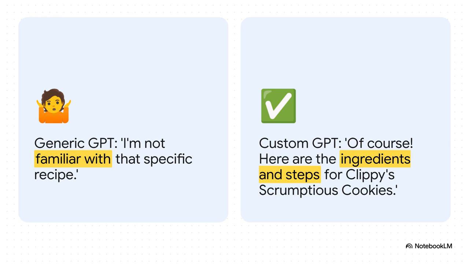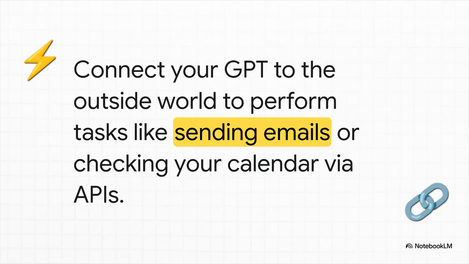A generic GPT has no clue about your family's secret cookie recipe. But the second you upload that file, your custom GPT becomes an instant expert. It can pull up the ingredients, the steps, everything, because it's looking at your private data. This is so powerful. The second superpower, actions, takes things even further.